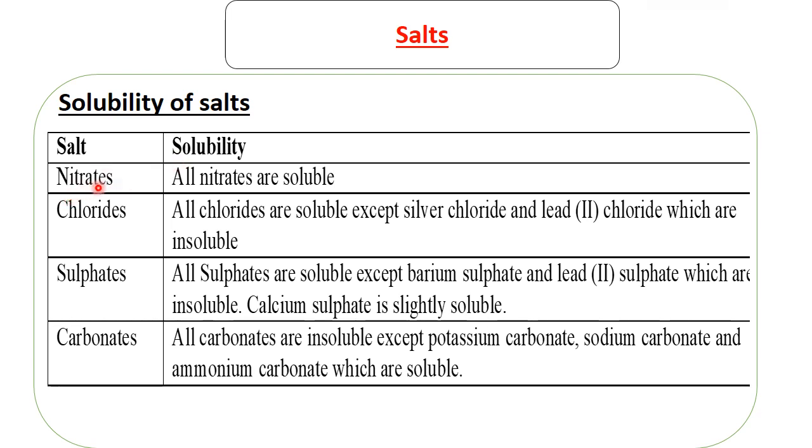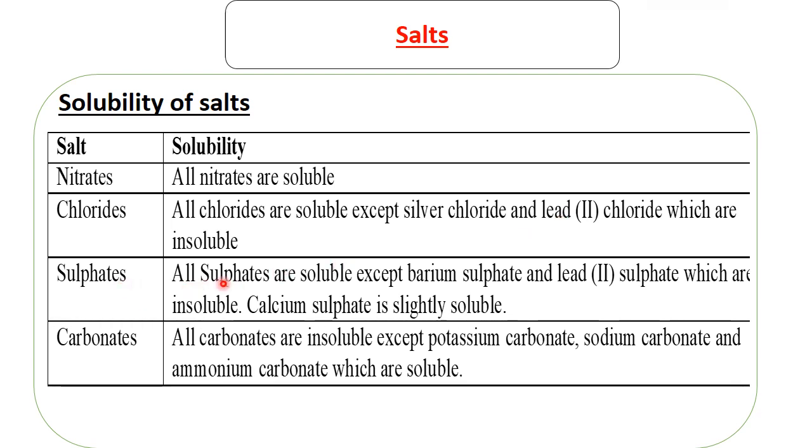All nitrate salts are soluble. If they say sodium nitrate, calcium nitrate, they are all soluble. So long as they have the word nitrate in them, they are all soluble. The second type of salts are chlorides. All chlorides are soluble except silver chloride and lead 2 chloride, which are insoluble. Whenever you see chloride, you should know that it is soluble, apart from silver chloride and lead 2 chloride. Other lead salts are okay, but lead 2 chloride is not soluble.